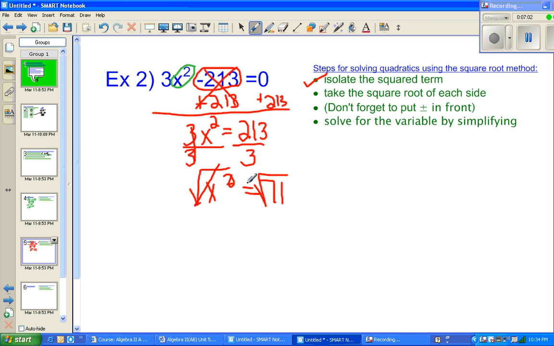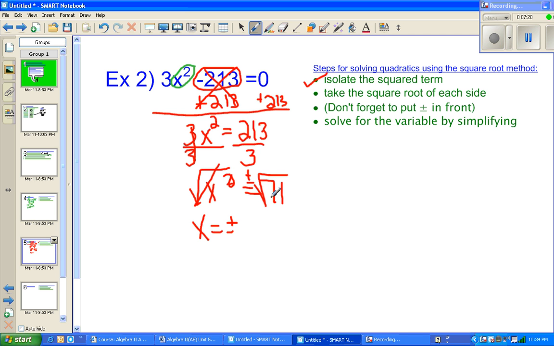The square root takes out the square. But when we did that, we picked up a plus or a minus. So we're left with x is equal to plus or minus, and then you want to see if you can simplify the square root of 71. So start there and work your way down.